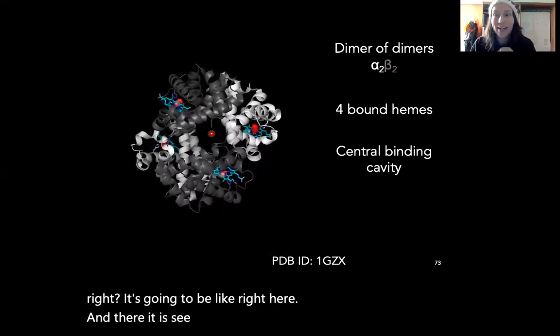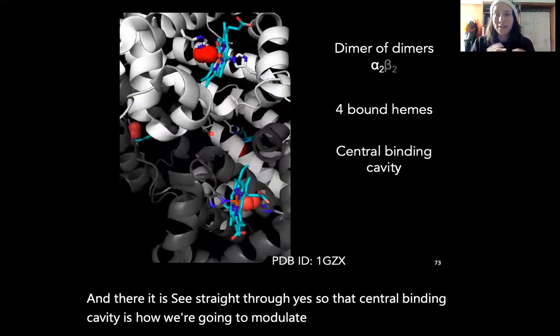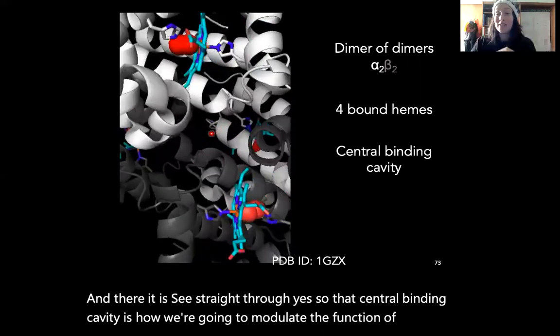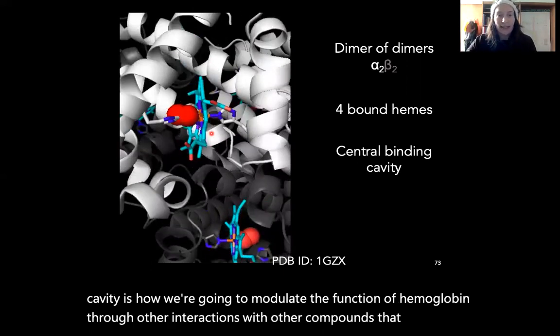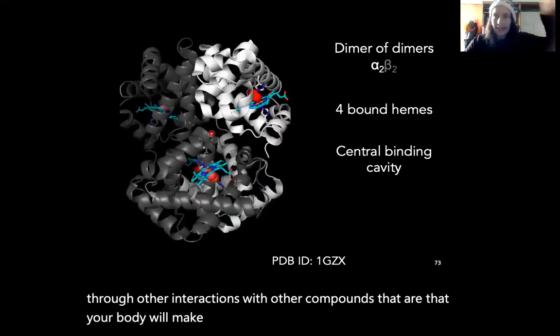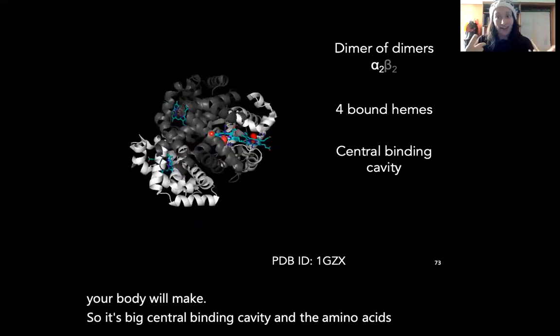Yes, so that central binding cavity is how we're going to modulate the function of hemoglobin through other interactions with other compounds that your body will make. Okay, so it's a big central binding cavity. Okay, and the amino acids that point into that binding cavity, we're going to also look at in a little more depth.